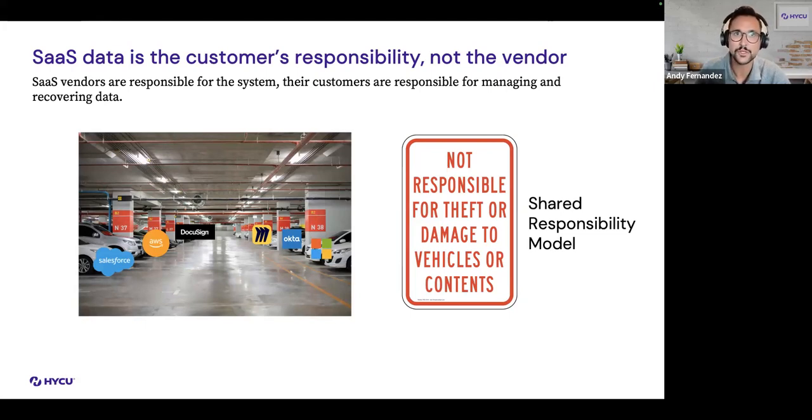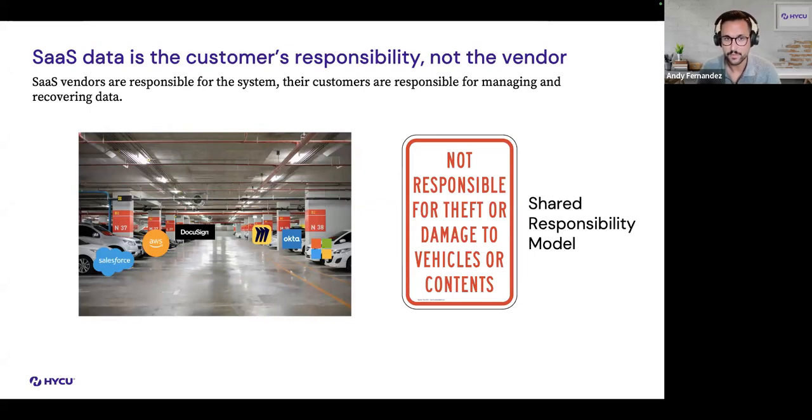Now, what is the actual shared responsibility model? Well, think of cloud, think of SaaS, whether it's AWS, Microsoft Azure, Google Cloud, or even things like M365. Think of them as a parking garage where you go and you park your car, you pay them, they keep the lights on, you have access to the service. But if somebody steals your laptop, scratches your car, maybe even steals your car, the parking garage will not reimburse you for that. They take no legal responsibility.